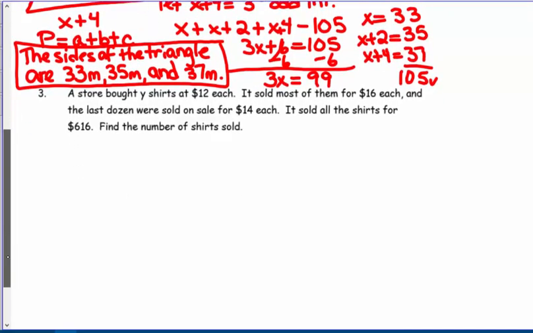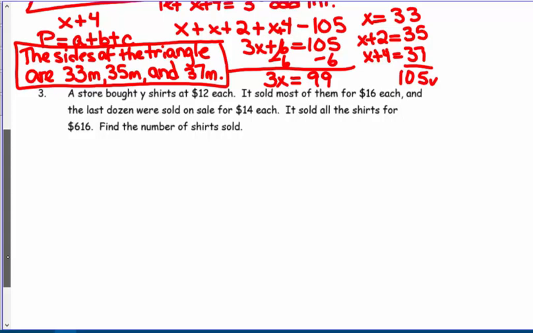Question number 3. A store bought Y shirts at $12 each. It sold most of them for $16 each. And the last dozen were sold on sale for $14 each. It sold all of the shirts for $616. Find the number of shirts sold. It sold most of them for $16. And it sold the last dozen for $14. Well, 12 times 14 would be 168.